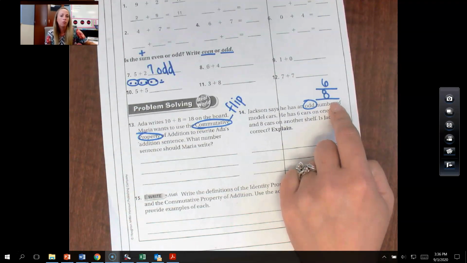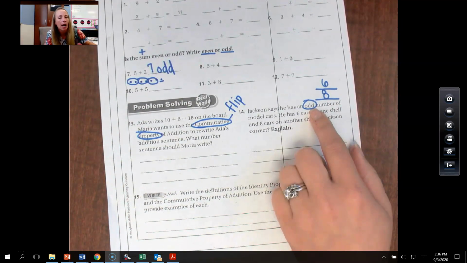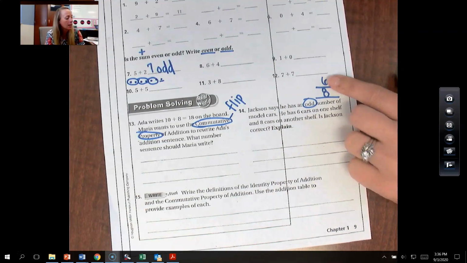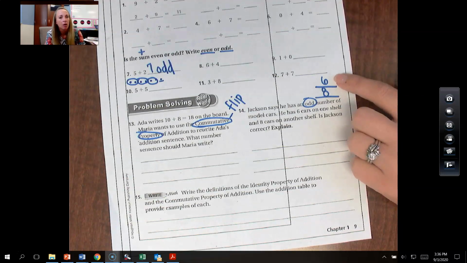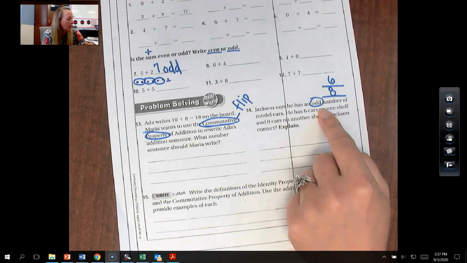All right, well first you have to decide, does he have an odd number? But how are you going to decide if he has an odd number? You first have to figure out how many cars he has. What is 6 plus 8? After you find that number, you have to decide, is that number odd or even?